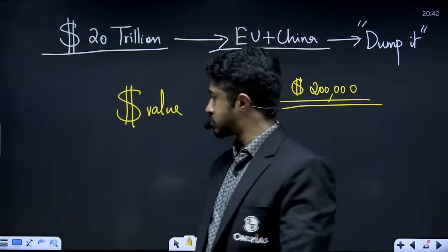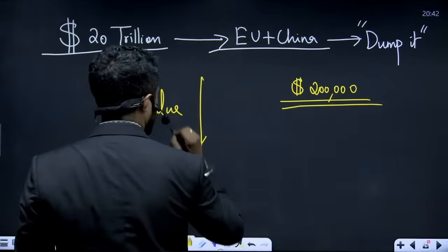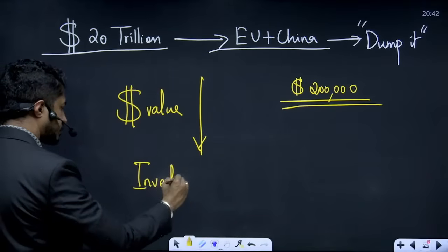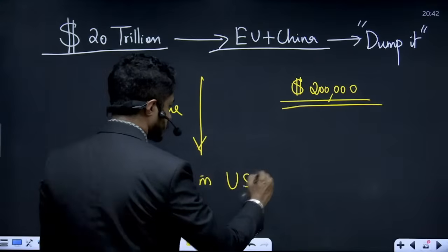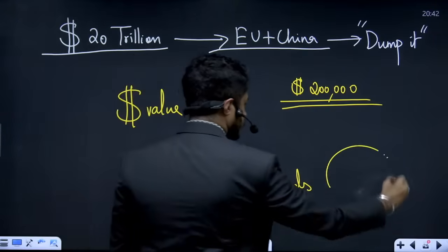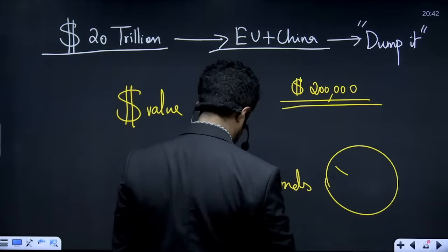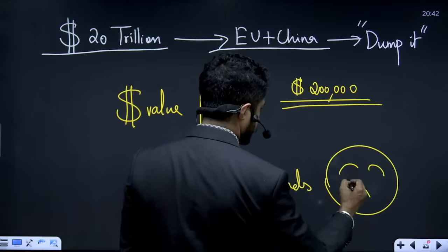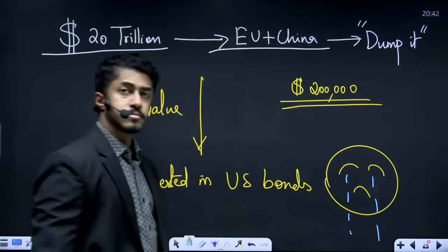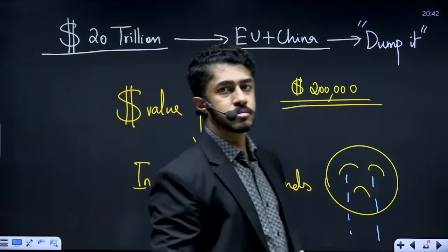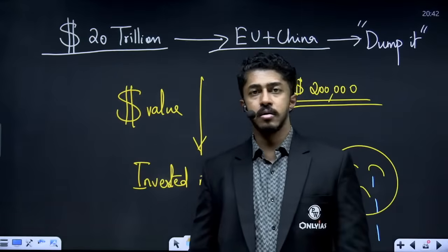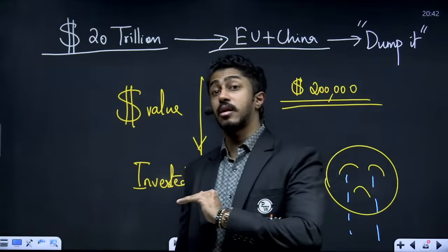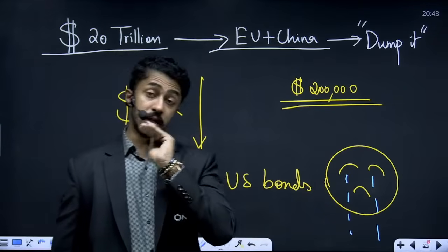Dollar will drop down. Will go crashing. That means whoever has invested, gone. Your money is gone. Not recession, not depression. It will be the mother of crashes. Mother of crashes.